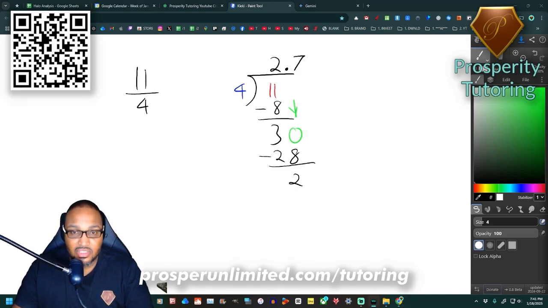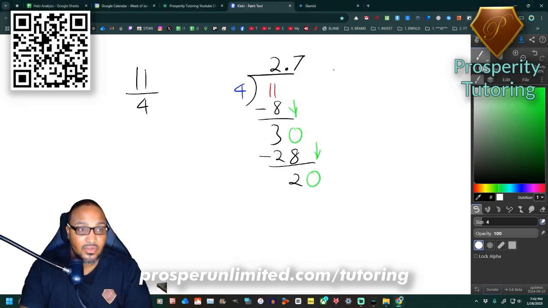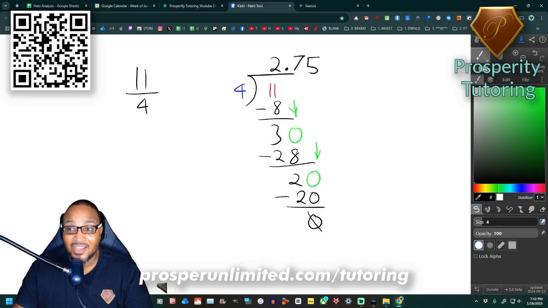Now, of course, once again, 4 can't go into 2. So what do we need to do again? Bring down an imaginary 0 and turn that 2 into a 20. And now we can begin dividing again. Well, how many times can 4 go into 20? 4 can go into 20 5 times. 5 times 4 is 20. And then we subtract again, and 20 minus 20 equals 0. And now we're done.